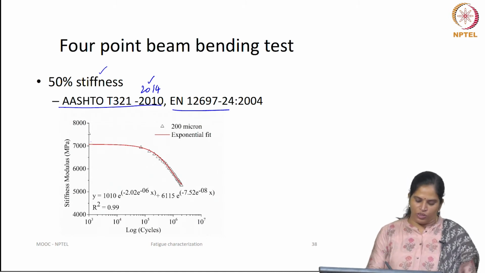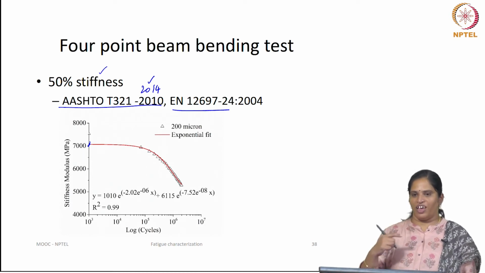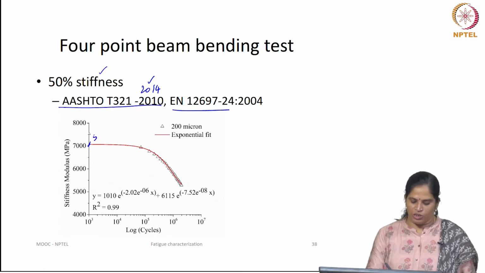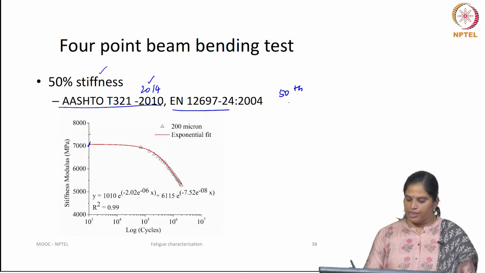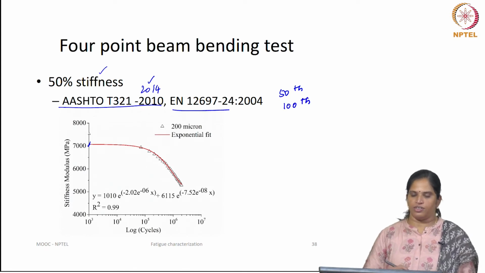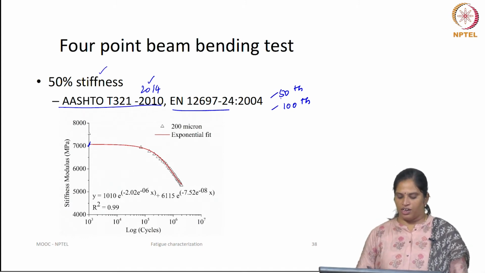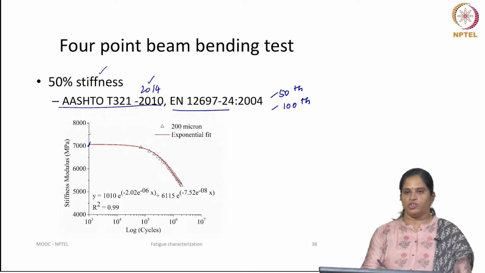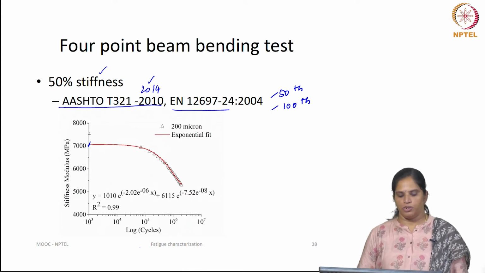So, we should know what the initial stiffness is here. Initial stiffness, as you saw, there is a phase 1 progress. Just to avoid the phase 1 progress, initial stiffness as per AASHTO is taken at the 50th cycle, and as per the EN standard is taken at the 100th cycle. So, pick the initial cycle, find out the number of cycles corresponding to 50% of the stiffness of the initial cycle, and that number gives you the fatigue life of bituminous mixtures.